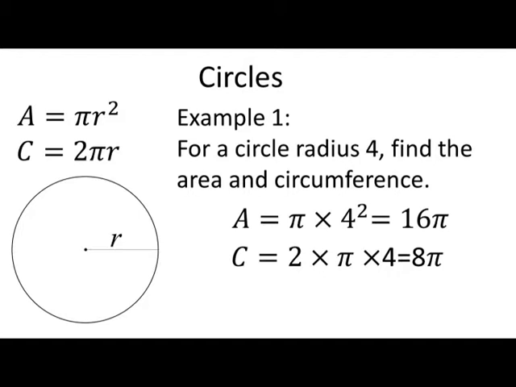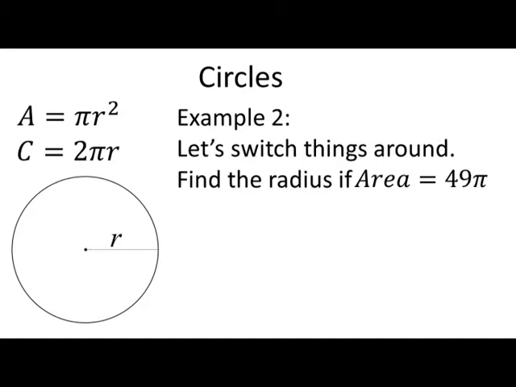Now let's try doing a different example. We're going to flip things over. Instead of starting with radius, we're going to start with area and see if we can work backwards and figure out what radius is. So, let's say the area is 49 pi. First thing we do is we look at the appropriate formula. A equals pi r squared. Well, area, or A, in this case is 49 pi. So we're going to write that formula again, but instead of A, we're going to write 49 pi.